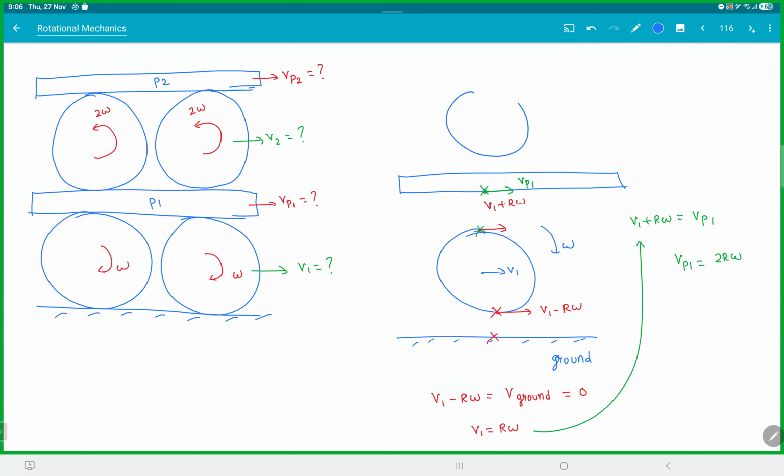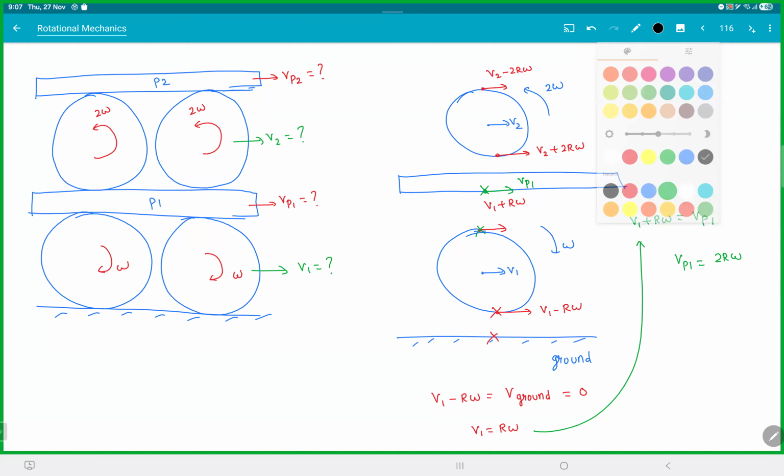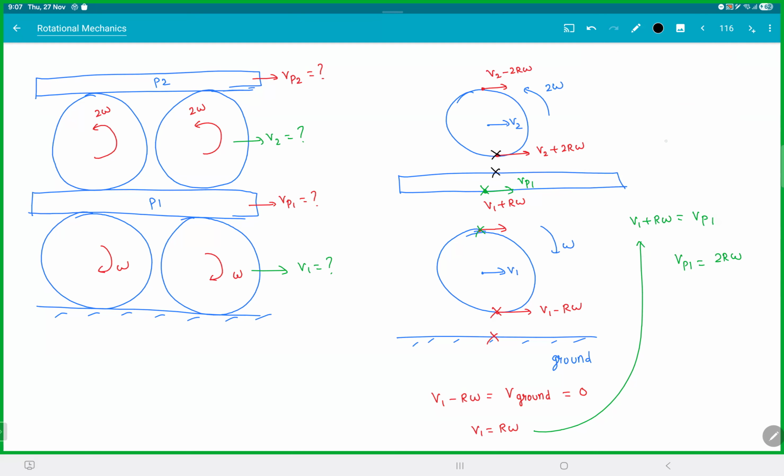On top of this, we have this cylinder which is going with V2 and rotating this way with omega, 2 omega. That means this point will have a velocity V2 plus 2R omega, and this point will have a velocity V2 minus 2R omega. But we know this point and this point will have the same velocity because they're not slipping. That is the story every time. Whoever is touching, they should have the same velocity, VP1. But I know VP1 is 2R omega. Therefore, V2 is 0. That means the upper cylinders are not translating, they're just rotating at the same place.